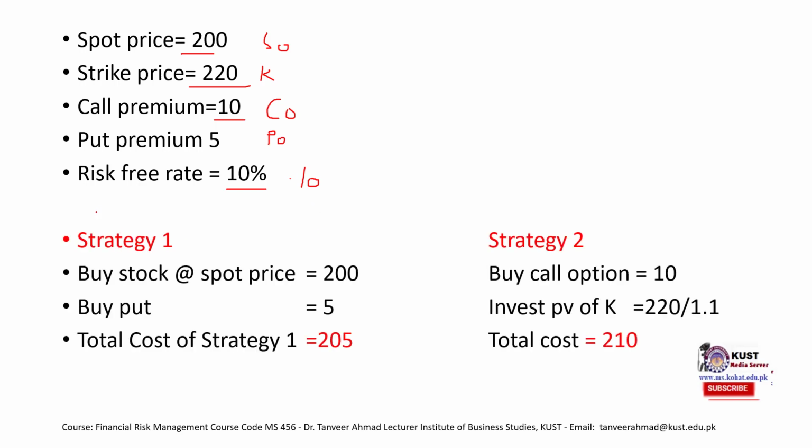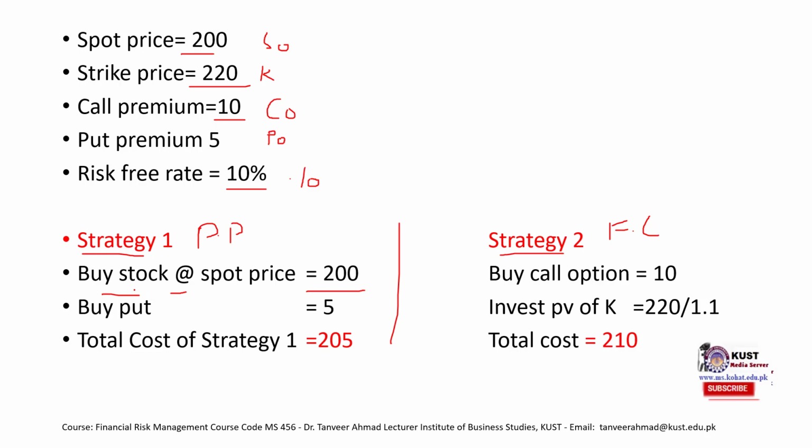Now, we have two strategies. We have strategy 1 and strategy 2. The first strategy is basically the protective put strategy, and the second strategy is basically the fiduciary call strategy. First, let's have a look at strategy 1, the protective put strategy. Let's assume that we follow the protective put strategy. What would we do? We would buy the stock at the spot rate of 200 rupees, because currently the market price is 200. So if we are going to buy the stock, we would buy it at 200 rupees. Our cost would be what? It would be 200 rupees.